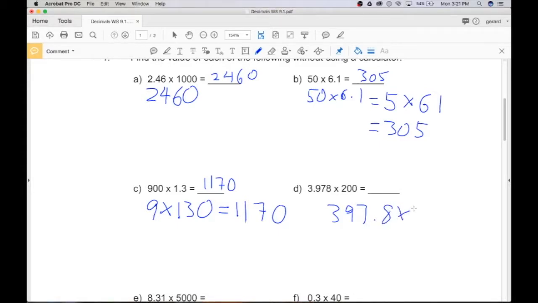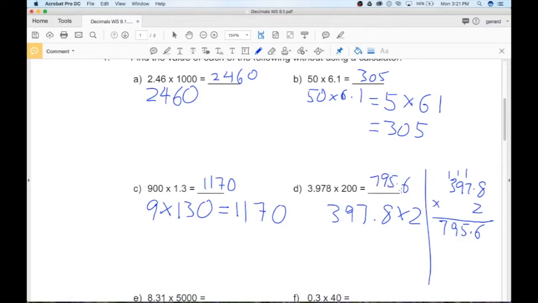Times 2. Now if you're going to be doing some long multiplication over here, we'll be getting 397.8 times 2. 8 times 2 is 16. 7 times 2 is 14, so we got 15. Put back the dot. 9 times 2 is 18 plus 1, 19. 3 times 2 is 6, so we get a 7. Here we got 795.6. I didn't check the answers. If anybody sees anything wrong, please let me know.